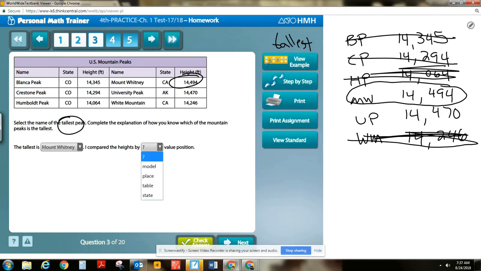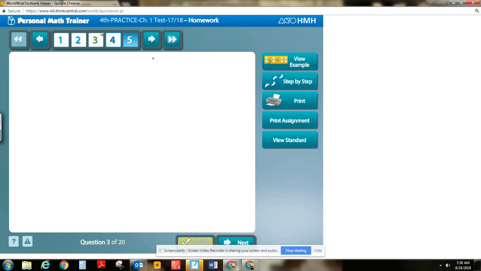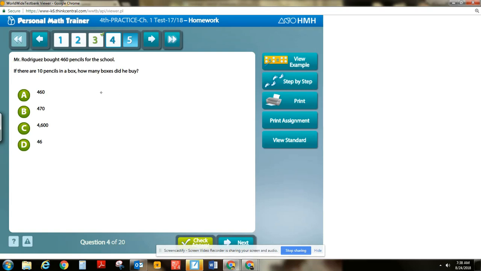I compared the heights by model value, place value, table, or state value? Model value? No. Place value position. That's what we've been talking about. Place value position. Like you've heard me say this for like a month. All right, let's go on. We can check it. So, yay, well done. I'm happy I didn't get it wrong. That would have been embarrassing.